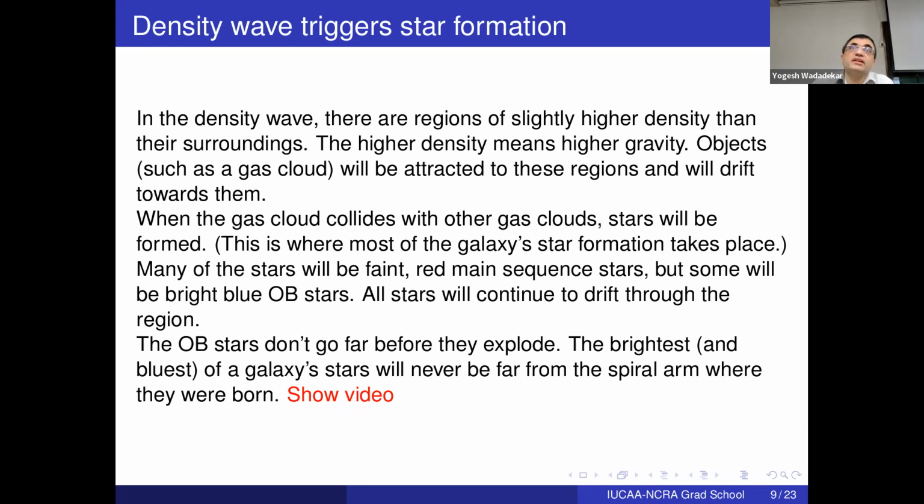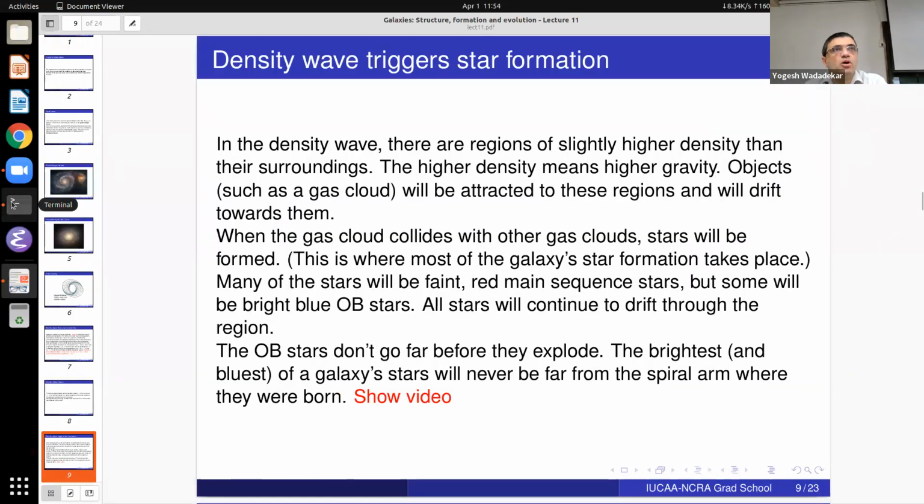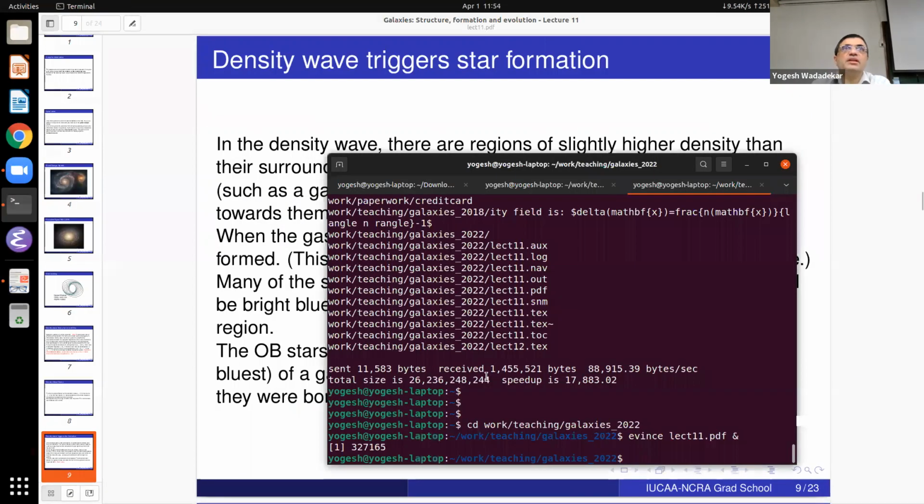Many of the stars that are formed in these spiral arms will be faint main sequence stars just because of the initial mass function, but a few will be bright OB stars. And all stars continue to drift through the region. And the OB stars don't go very far before they explode. The brightest and bluest of a galaxy's stars will never be far away from a spiral arm in which they were born, because they have very short lifetimes, 10 million years.